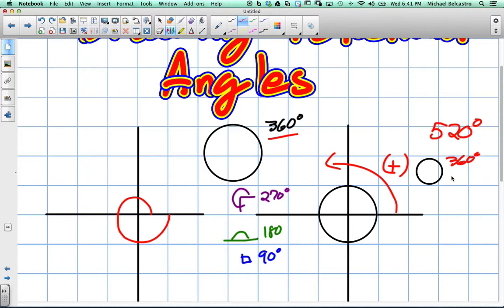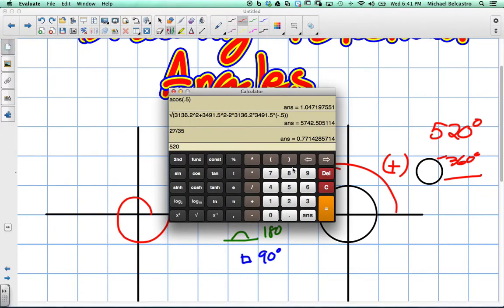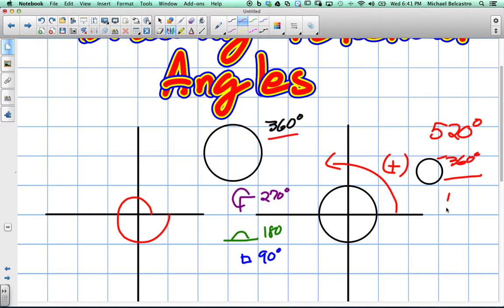Now, we went in a positive direction, but mathematically, we're going to subtract 360 from 520 because we've used 360 up, so we're going to figure out how much is left. So we have our 520 subtract 360, which equals 160 degrees. So we now have 160 degrees to go.